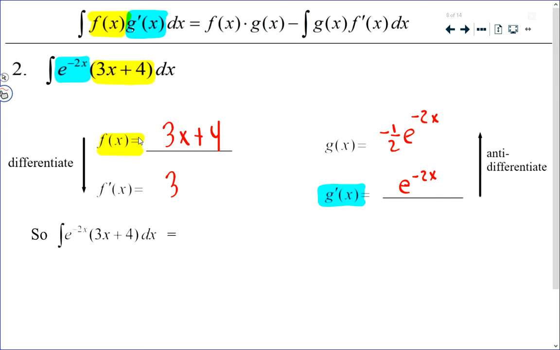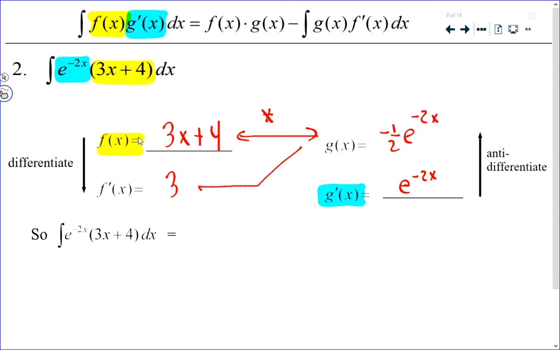I would ask you to again pause the video here and contemplate why the antiderivative of e to the negative 2x is negative 1/2 e to the negative 2x. The reason is that when you differentiate negative 1/2 e to the negative 2x, since it's a base e exponential function, you get the exact same thing, which would be negative 1/2 e to the negative 2x, but then you multiply by the derivative of the argument, which would give you a negative 2, and that negative 2 would cancel with the negative 1/2.